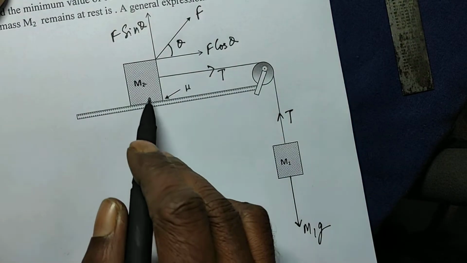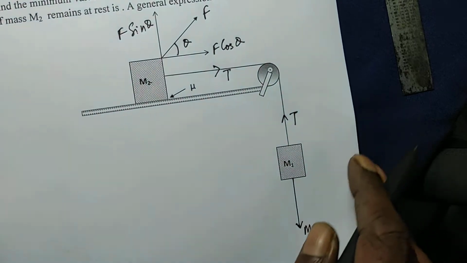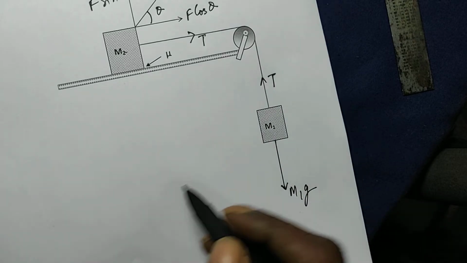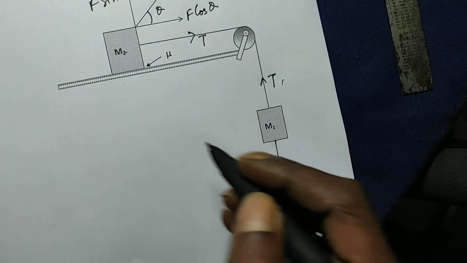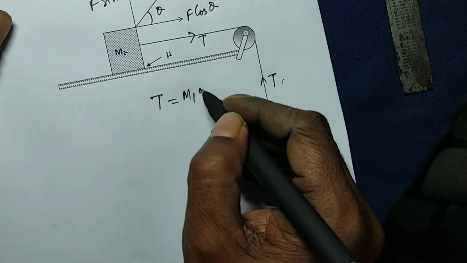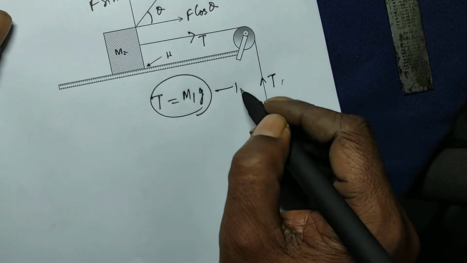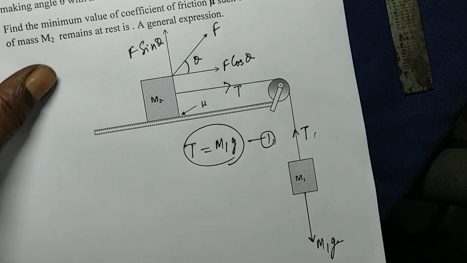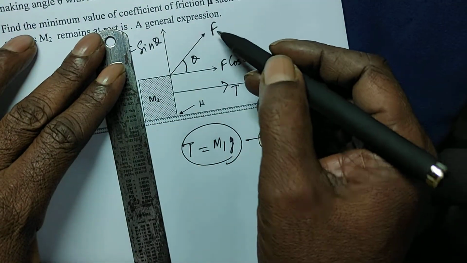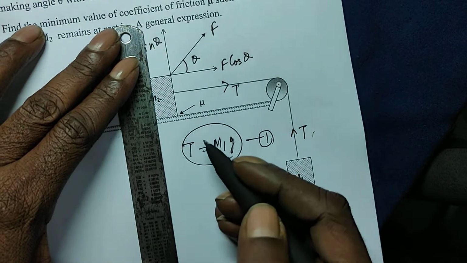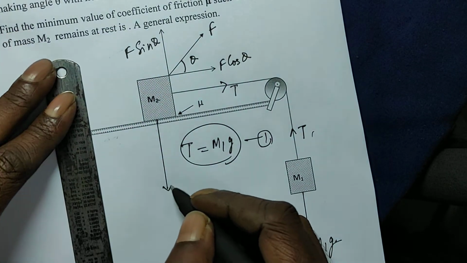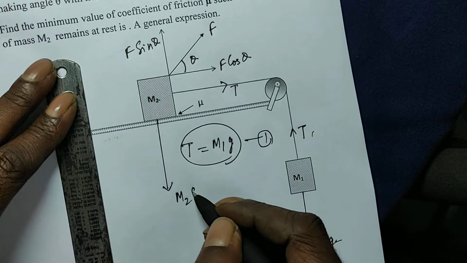And since the mass m2 is not moving towards right, so m1 is also not falling down, so your T balances m1 times g. So T is equal to m1 times g. Make it equation 1. Now what is interesting here, you have to be careful here. If the force is not applied, then the mass m2 is pushing the surface with an action force equal to its m2 times g.